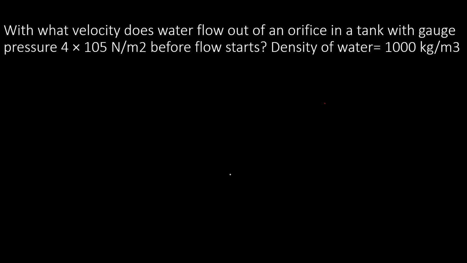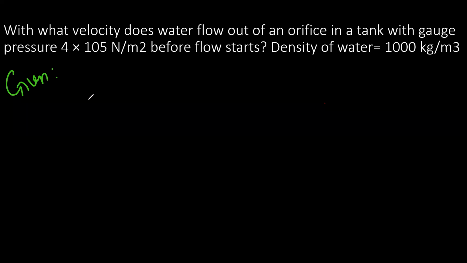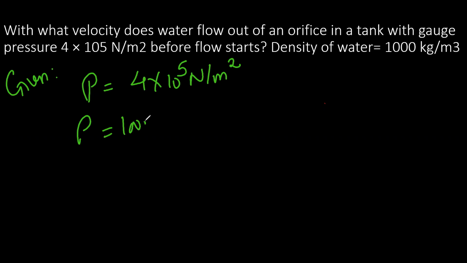With what velocity does water flow out of an orifice in a tap with a gauge pressure of 4 × 10⁵ before flow starts? Density is 1000. So let's see what is given. Pressure is given, gauge pressure 4 × 10⁵ Newton per meter square. Density is given, 1000. And nothing else is given. We need to find the velocity with which water flows out of the orifice.